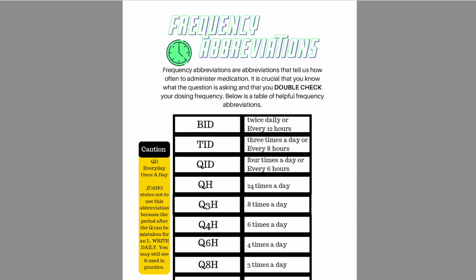And then, of course, you have your basic abbreviations. See what I told you? See TID, 3 times a day. It's not going to say 3 times a day, it's going to say TID. Or Q4 hours, 6 times a day, because you're giving it every 4 hours and so forth. So the workbook really does a great job of showing you those abbreviations and what they mean.